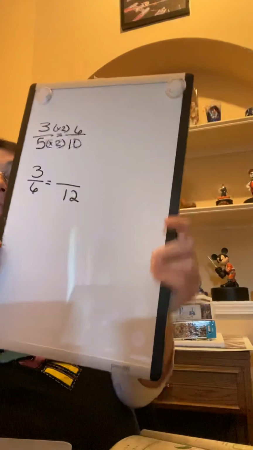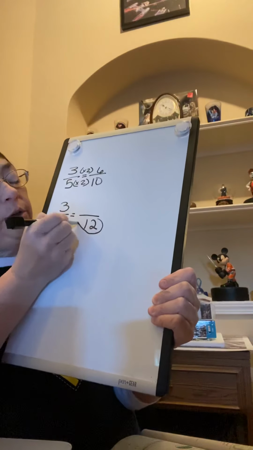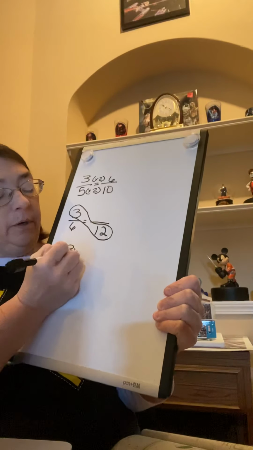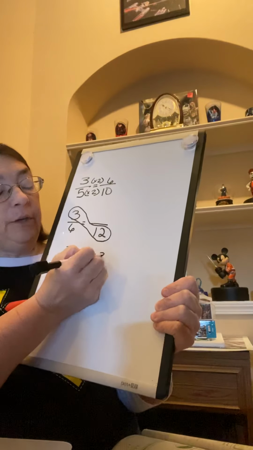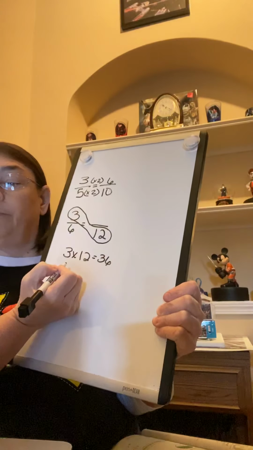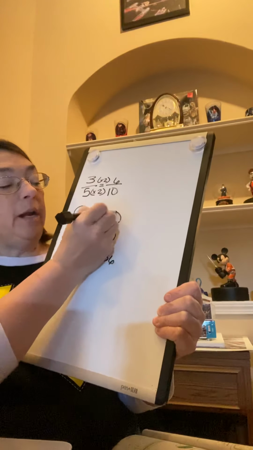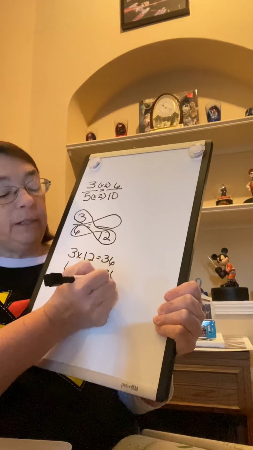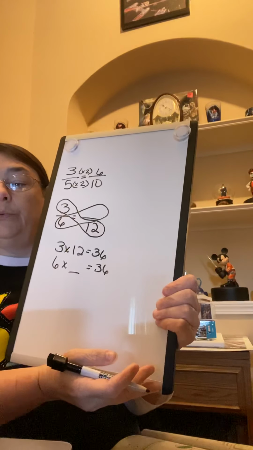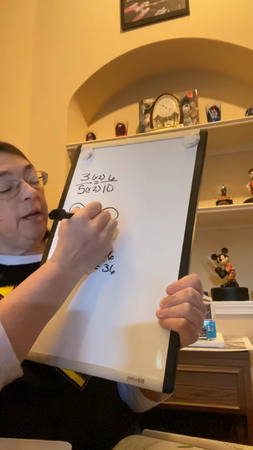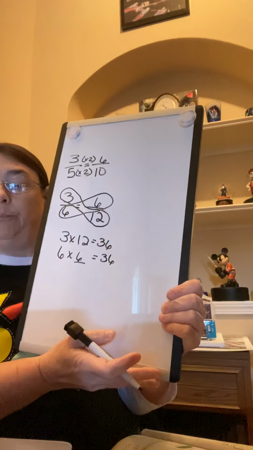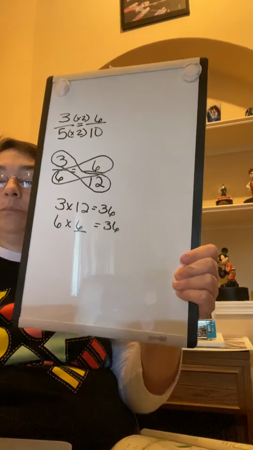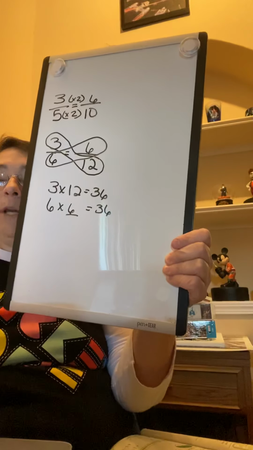All right, so for the X factor or the butterfly factor, you circle the top number and the bottom number. 3 times 12 is 36. And then you circle the bottom number and the blank number. So 6 times what equals 36? The answer is 6. So your answer would have been 6. Okay?